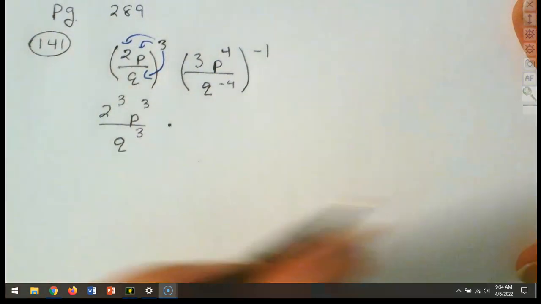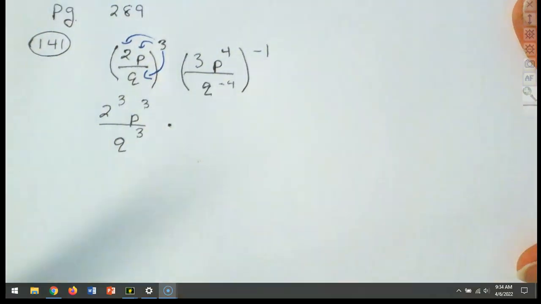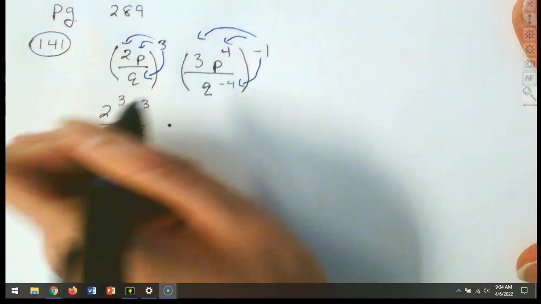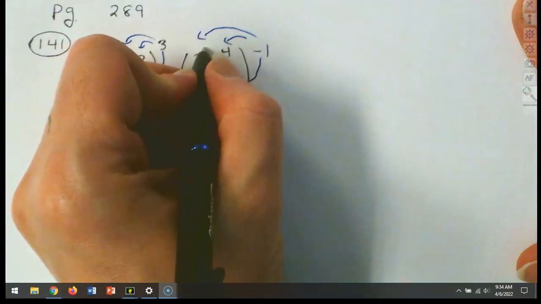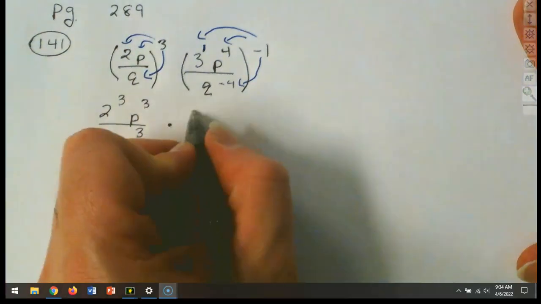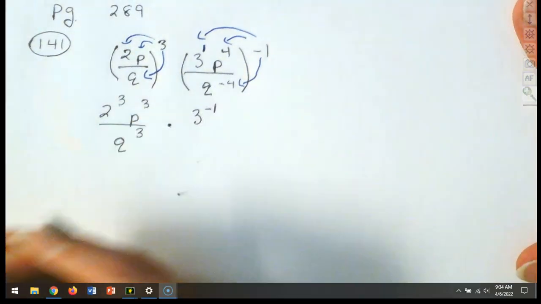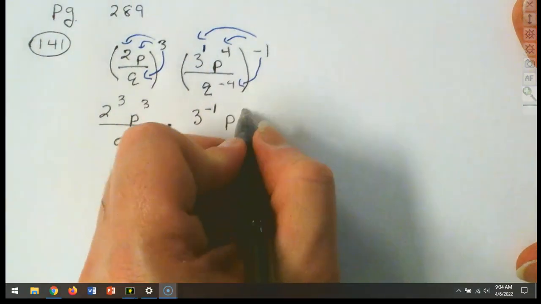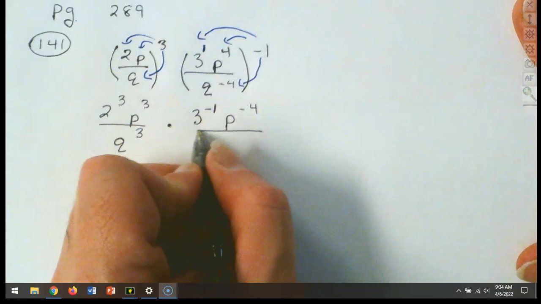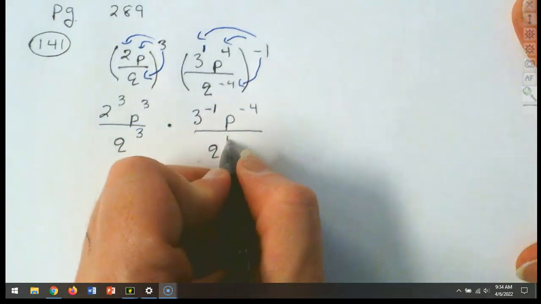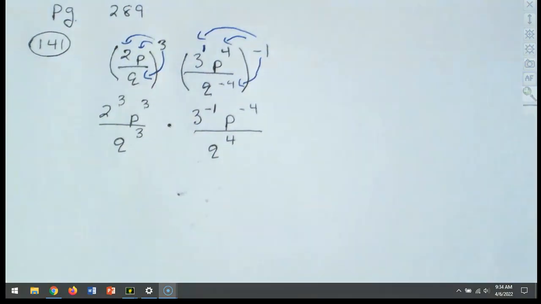And then we've got negative 1 gets distributed through. And remember, if there's no exponent, it's assumed to be a 1. So that's going to be 3 to the negative 1st power here. And we've got a p to the negative 4th. And then we've got a q to the negative times negative makes it a positive 4.